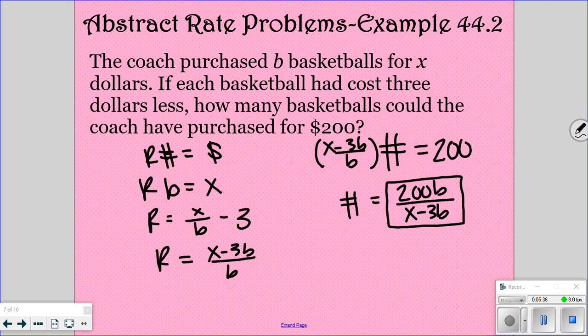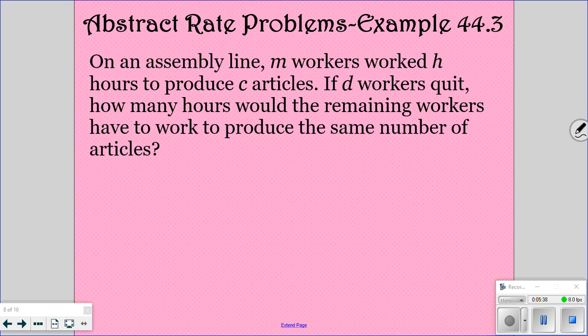Okay, we're going to look at another example. We have an assembly line. M workers worked H hours to produce C articles. So the formula we're going to use on this one is RTW equals J. Again, we never know our rate to start with. They tell us the time was H and the workers were M, and the C is the number of articles we're producing. That's our job. So our rate is C over HM.